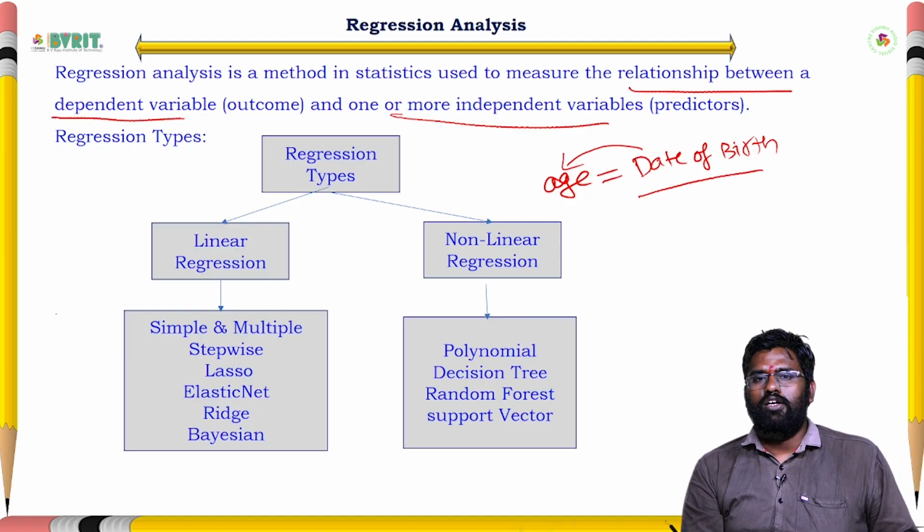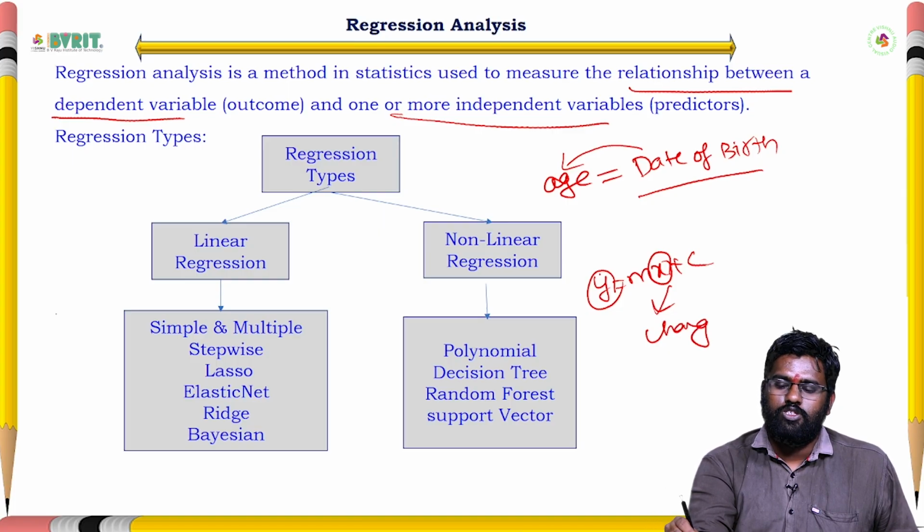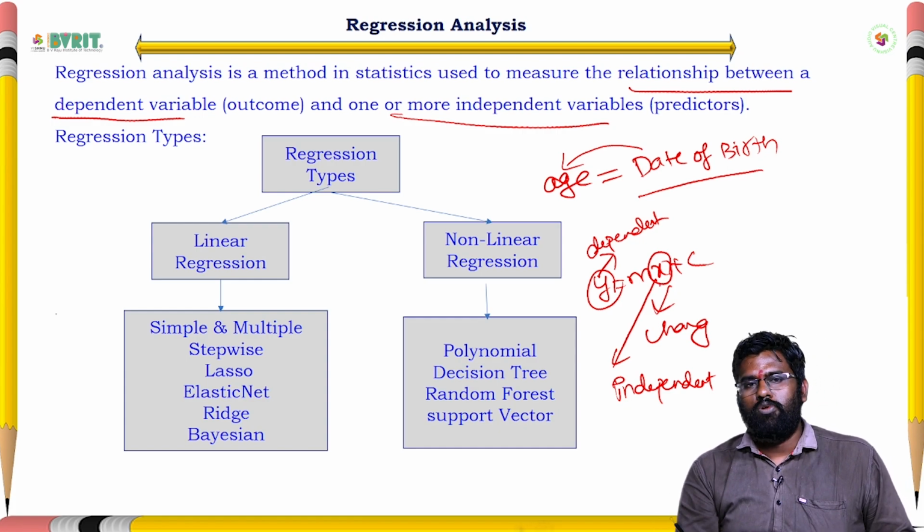When we are changing one thing, for example, the regression equation is y equal to mx plus c. When we change the value of x, the y value will change. So we have to change the value of x. This y is called the dependent variable and this x is called the independent variable. When we change the independent variable, the dependent variable will change.